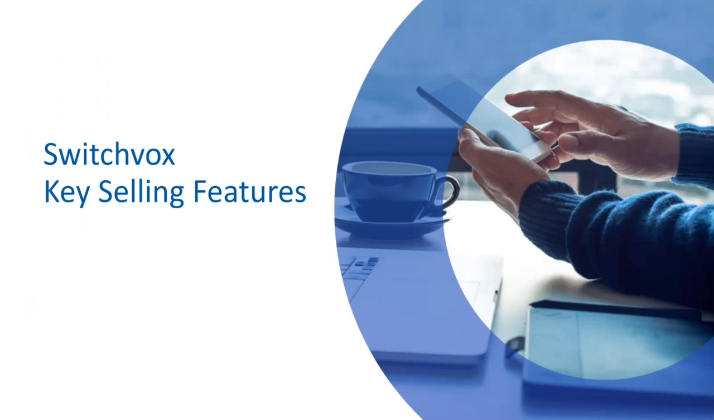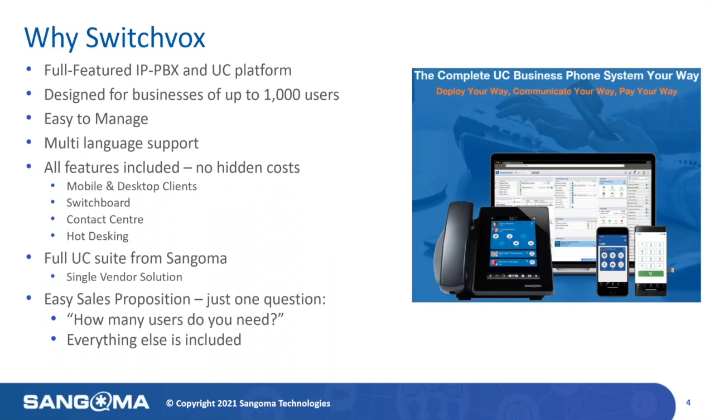So let's get into it and talk about the Switchvox key selling features. This is a brief reminder of what Switchvox can offer you. So what is Switchvox? Well, it's a fully featured IPPBX and UC platform designed for businesses up to about 1,000 users. I would say typically our sweet spot for this is between 20 and 50, but for sure we handle small systems down to just a few users, and we handle large systems all the way up to 1,000 users. So it's a pretty good range covering the vast majority of businesses that are out there.